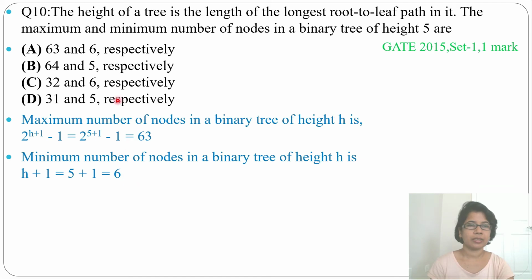So now just check in the options where this is present, 63 and 6. It is present in option A. So the answer is A. So 63 is the maximum number of nodes and 6 is the minimum number of nodes of a binary tree of height 5.